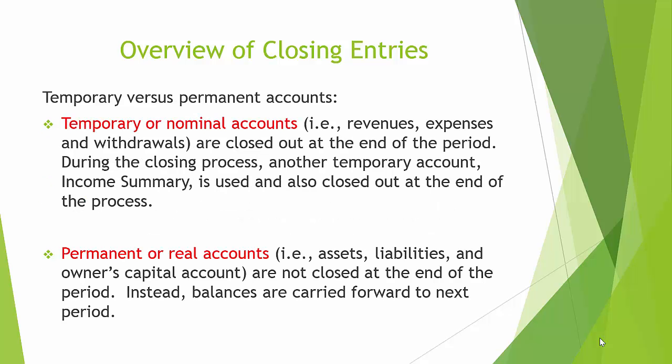Let's talk about the difference between temporary versus permanent accounts. Temporary or nominal accounts, such as revenue, expense, and withdrawals, are closed out at the end of the period. During the closing process, another temporary account, income summary, is used and also closed out at the end of the process. Permanent or real accounts, on the other hand, such as asset, liabilities, and owner's capital accounts, are not closed at the end of the period. Instead, balances are carried forward to the next period.